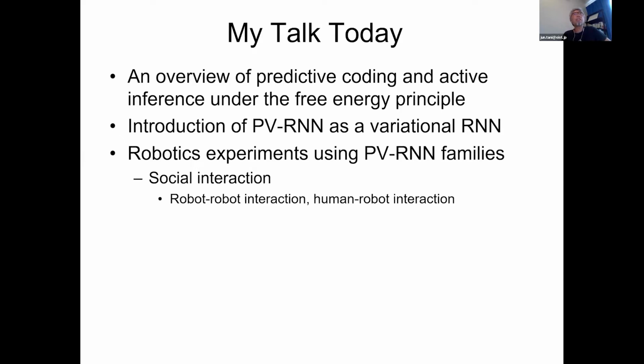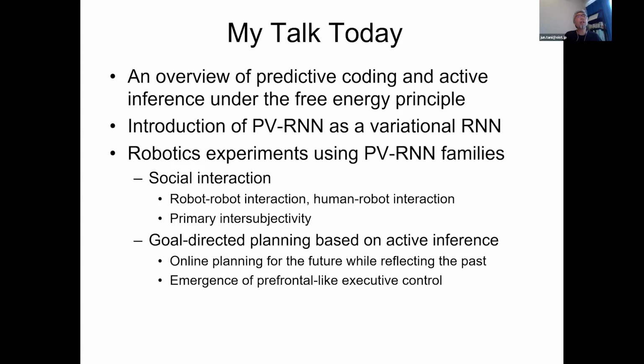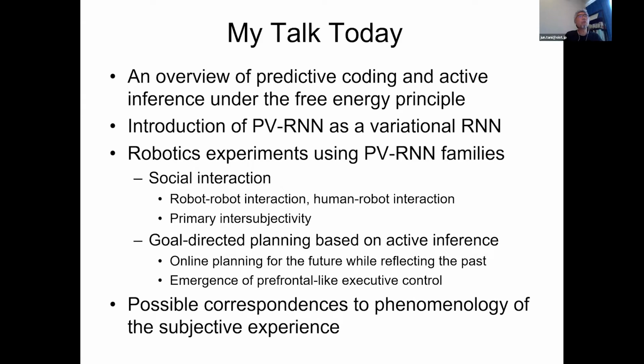And then I'm going to show some social interaction, robot-robot interaction and human-robot interaction, and try to say something about primary intersubjectivity, and goal-directed planning based on active inference, the online planning for the future while reflecting the past, that is, prediction and postdiction. And the emergence of prefrontal-like executive control. Finally, as I said, I'd like to discuss possible correspondences to the phenomenology of subjective experience. So that is today's scenario.